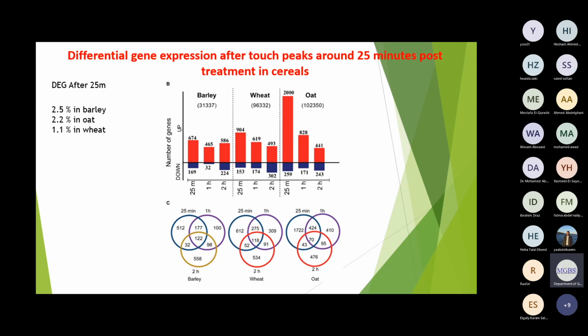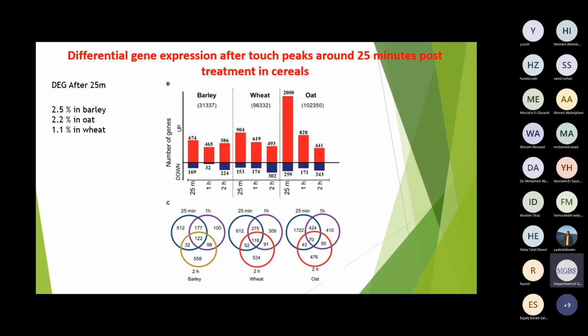It's also worth mentioning here that I have 2,000 genes of oat induced after 25 minutes, but after 1 hour there is a sharp decline from 2,000 to 828. It means that oat has more transient expression than barley and wheat. It means that wheat and barley have more stable expression than oat.